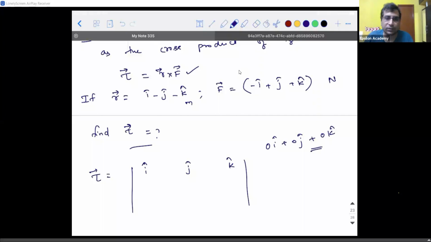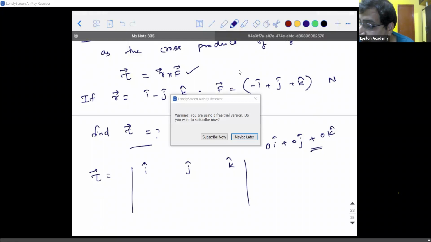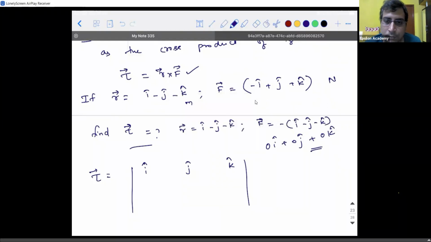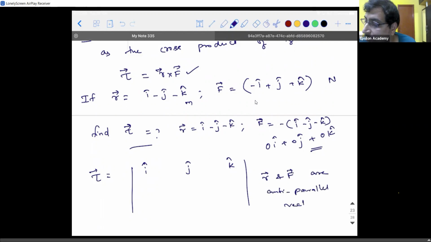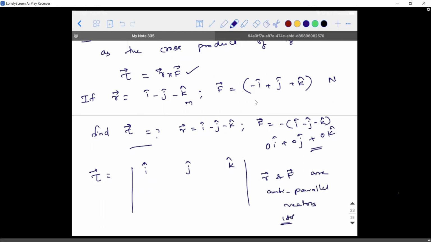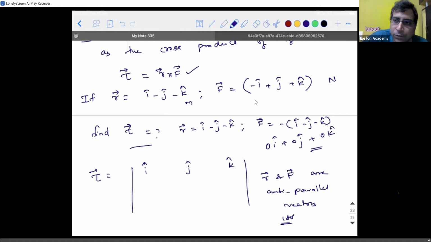Anyways, if I look at the problem, had the same problem been given to me, I would not even have proceeded to the determinant concept, because r vector is equal to I cap minus j cap minus k cap, and f vector is equal to minus of I cap minus j cap minus k cap. Directly you can say they are R vector and F vector direction are anti-parallel vectors. So what is going to be the angle between them? It is 180 degrees.